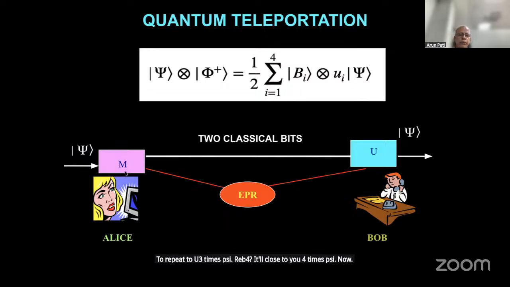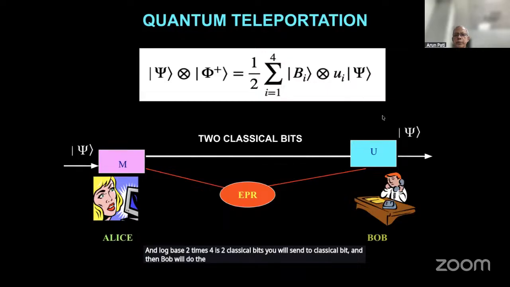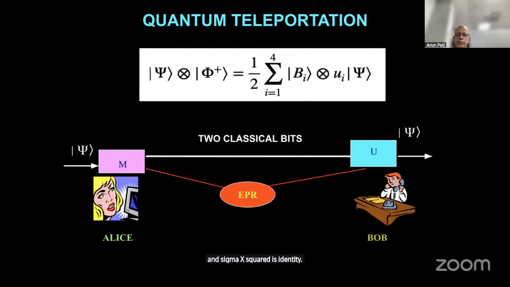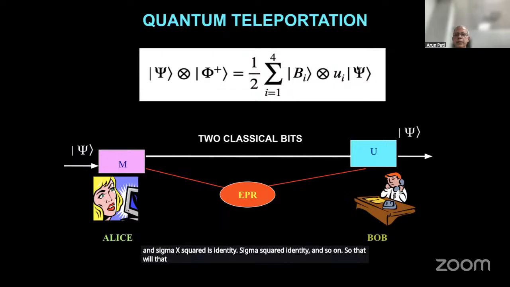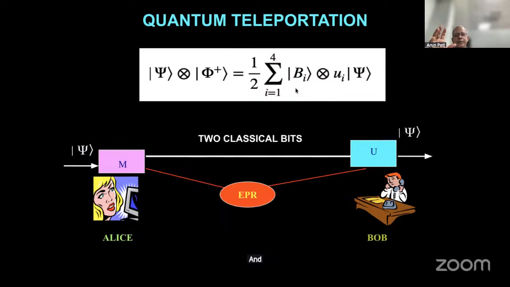Now there are 4 distinct outcomes, and log base 2 of 4 is 2 classical bits. You will send 2 classical bits, and then Bob will do the correction because the state that appears here is U_i times psi. Okay, so Bob will apply U_i dagger, that is, basically, sigma x, sigma y, sigma z. So he will apply the correction like sigma x, sigma y, sigma z, and sigma x squared is identity, sigma y squared is identity, and so on. So that means at the end, state psi will appear here. The single equation beautifully captures the quantum teleportation protocol. Okay, and this is one of the most profound, simplest, and most remarkable equations in quantum information.